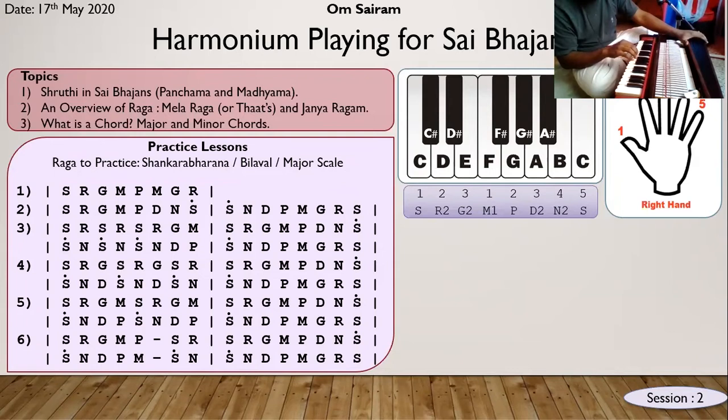For example, now we have taken Shankarabharanam. So today we'll start our practice sessions with this raga called Shankarabharanam, or Bilaval, or the major scale in Western. This requires you to play, if you take C as Sa for this raga, the corresponding white keys become Sa Re Ga Ma Pa Da Ni. So Sa, the next D would become Re, then E would become Ga, F would become Ma, G would become Pa.